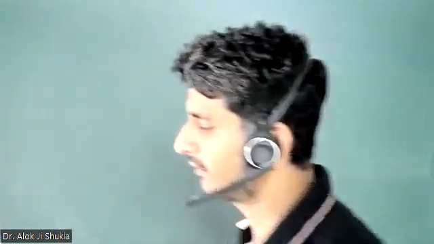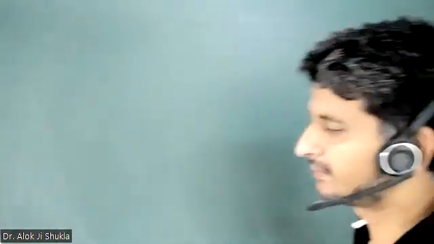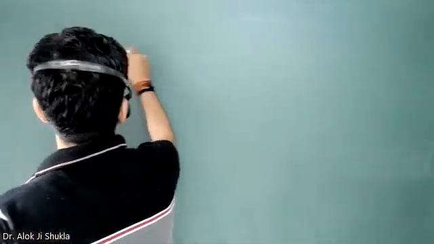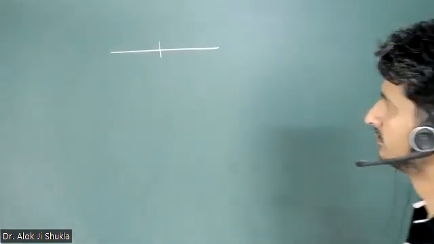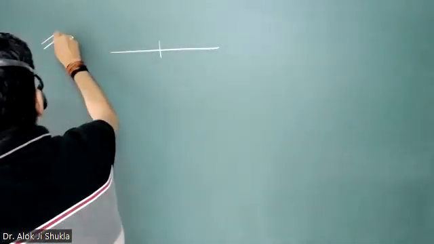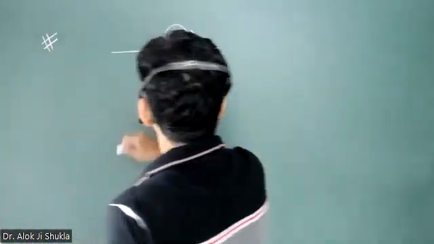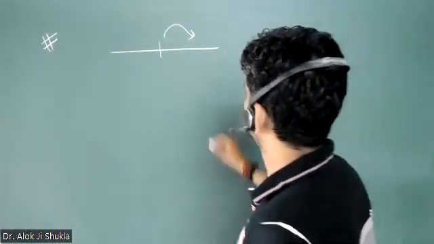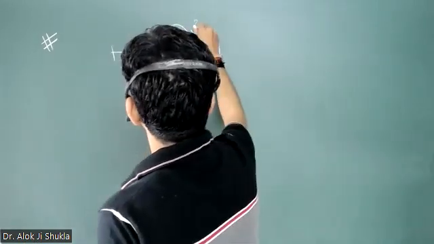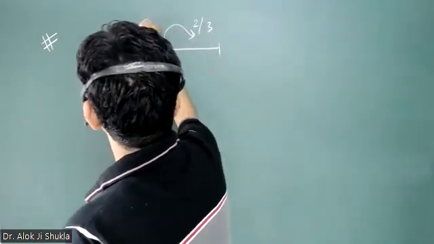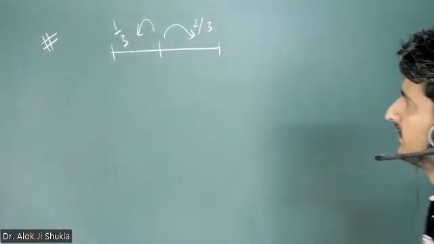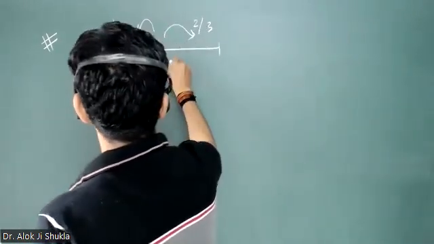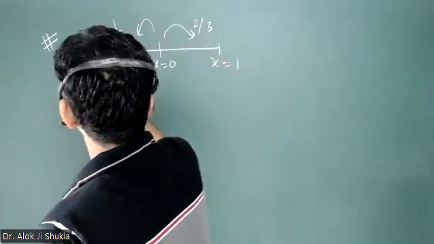सर ये तो पहला वाले क्वेश्चन का सेम है. जल्दी से करो फिर, ये तो बहुत ही सिंपल है. So random walker. What is the forward probability? 2/3. And backward probability 1/3. This is 0. This is 1. This is -1.